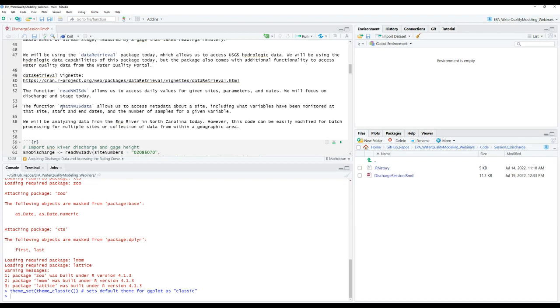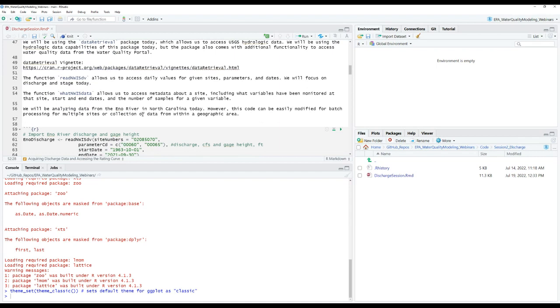So if we want to know information about a site, what data have been collected before, and so forth, the whatNWIS data function will allow us to access that information. The example we will be working with today, and admittedly this is a biased look at data, we will be looking at the Eno River in Durham, North Carolina. That's where I live right now, and so this is sort of my favorite gauge to take a look at now and then, just to see what's happening in my local neighborhood.